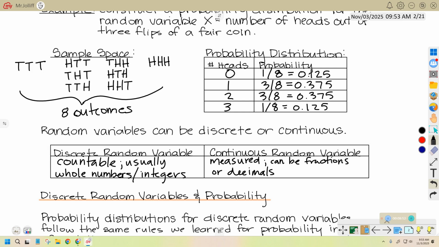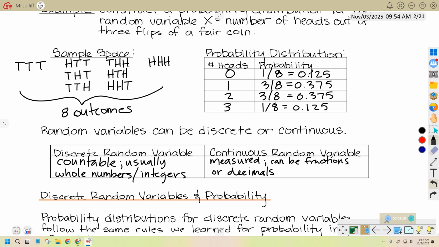We looked at height, right? Length, weight, time on a stopwatch, things that we measure. Those same definitions apply to random variables. A discrete random variable is something that is countable: 0, 1, 2, 3. Continuous random variables can take on any value on a number line.